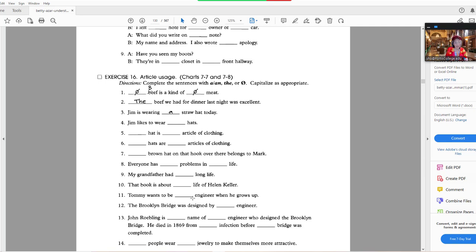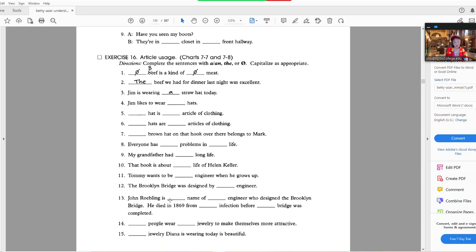Tommy wants to be an engineer when he grows up. The Brooklyn Bridge was designed by an engineer, in other words, one engineer. John Roebling is the name of the engineer who designed the Brooklyn Bridge. He died in 1869 from an infection before the bridge was completed. Here you don't need anything. People wear jewelry to make themselves more attractive. The jewelry Diana is wearing today is beautiful.